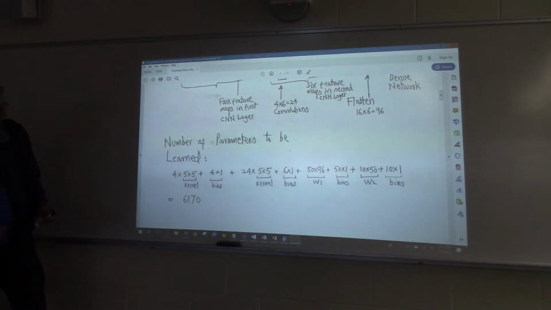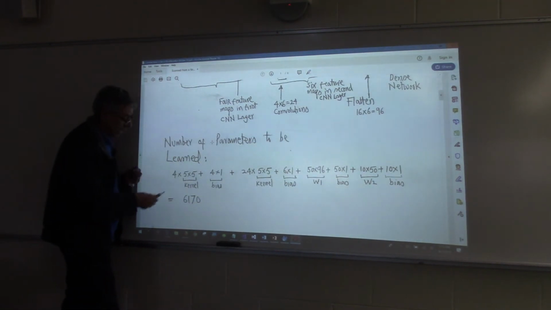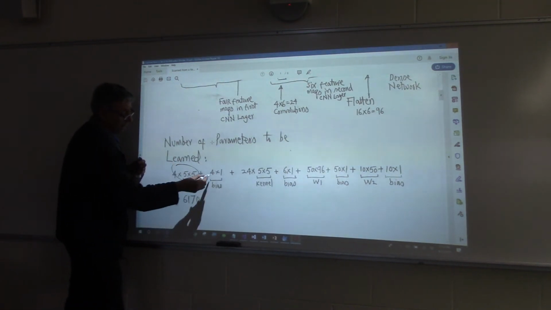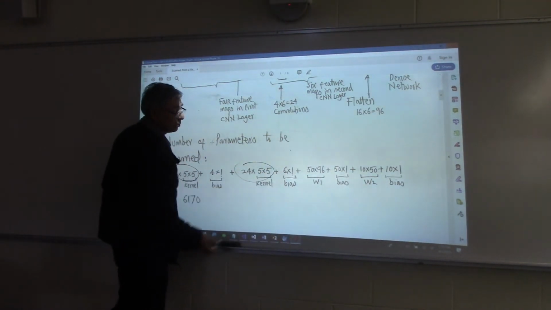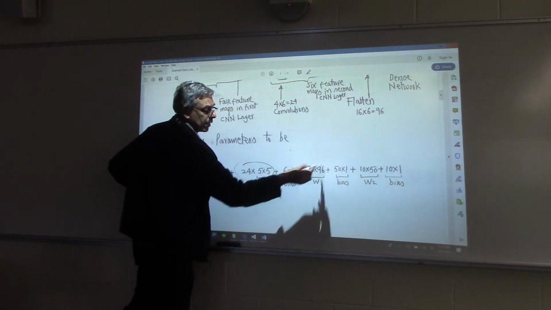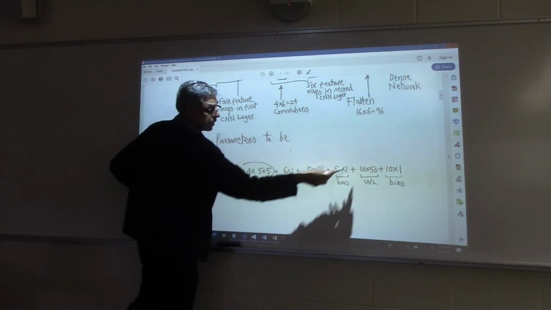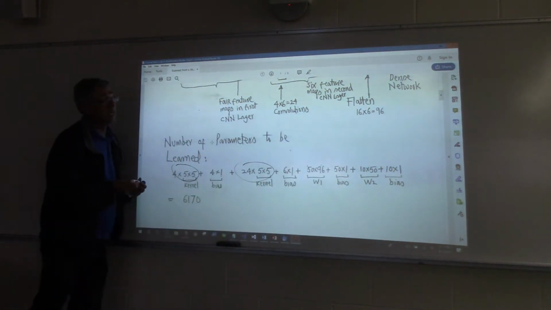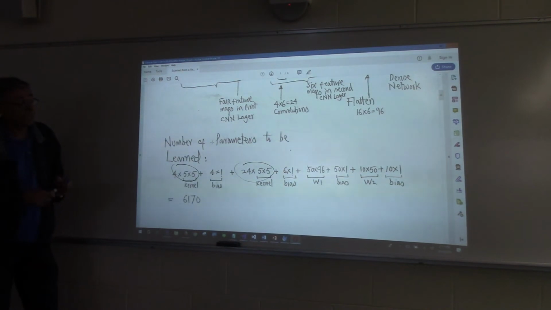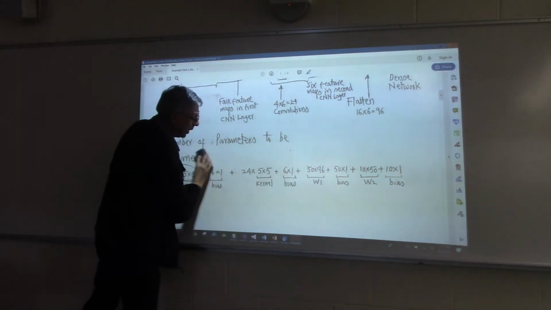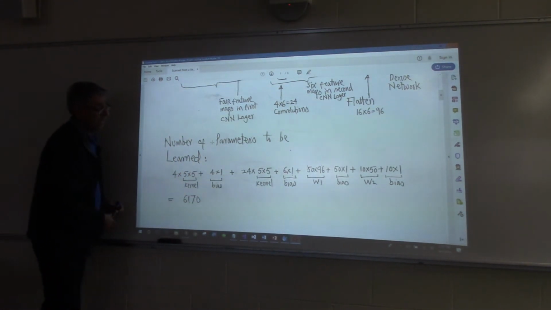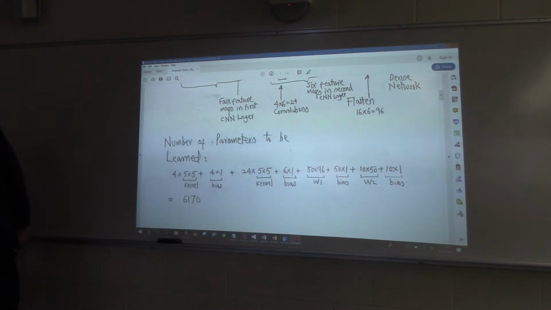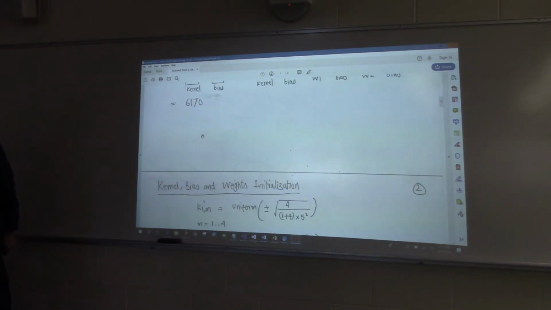Okay, so you can verify that I didn't make a mistake. 4 times 5 by 5 plus 4 biases, plus 24 times 5 by 5 plus 6 biases, plus the weights in the regular neural network, the biases and weights in the second layer, the output layer, and the biases, right? Those are the parameters that we initialize randomly, then learn through training. Okay, how do we initialize those?